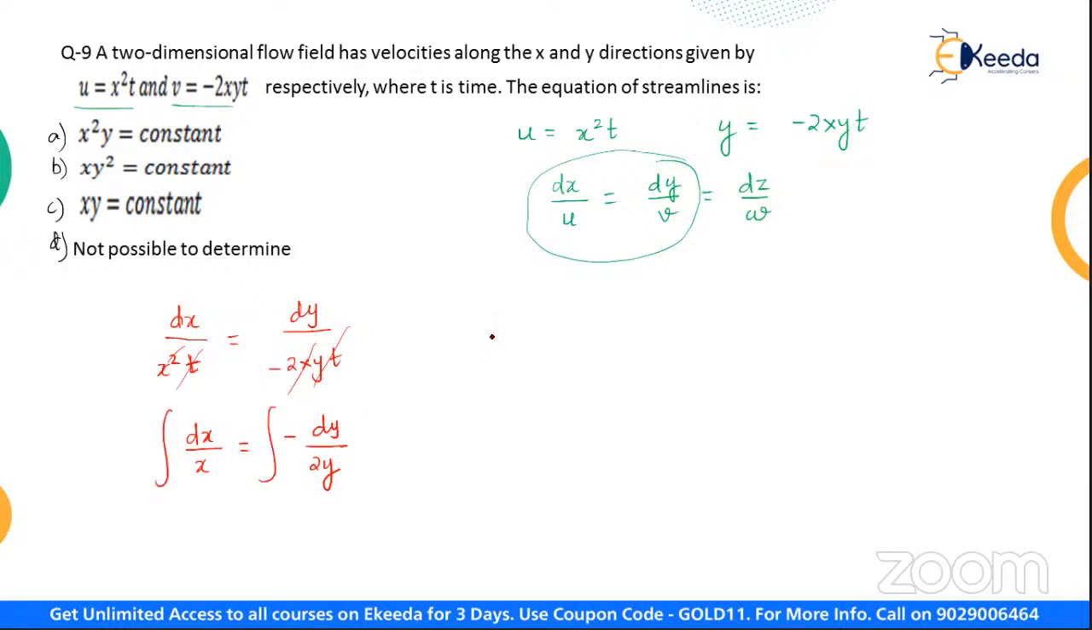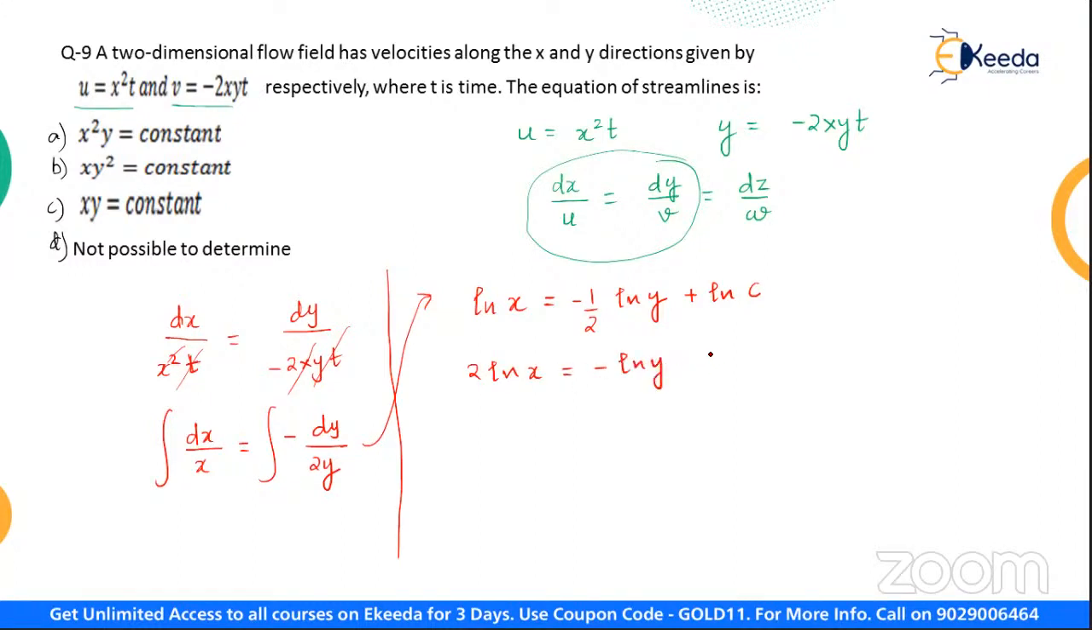Now integrating both sides, we will get natural log of x equal to minus 1 by 2 natural log of y plus natural log of c. That is a constant because it is an indefinite integral. So it can be written as twice of natural log of x plus natural log of y, plus another constant here.